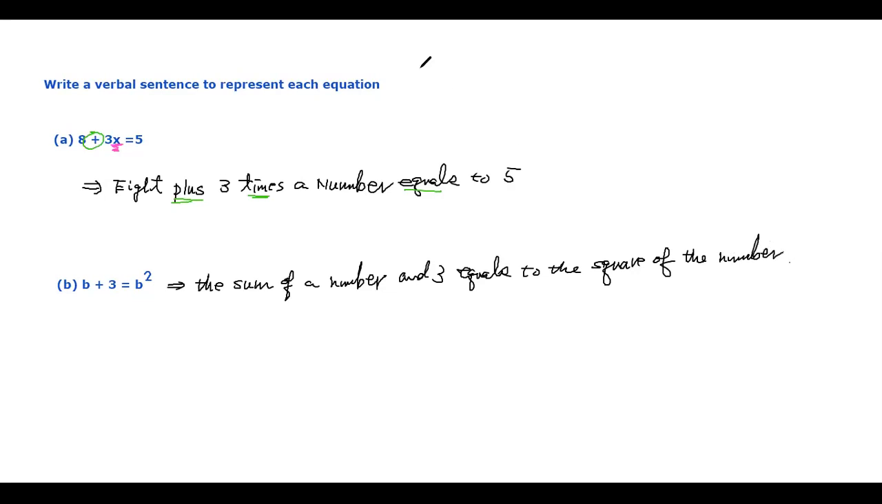Okay, so we have all the keywords, right? The sum, the number, so that's my b, right? What is the sum? The sum is addition, right? So b and the 3, and then I have the equal sign, and the square of a number. So let's have the square sign here. So that's how we write an algebraic equation as a verbal expression.